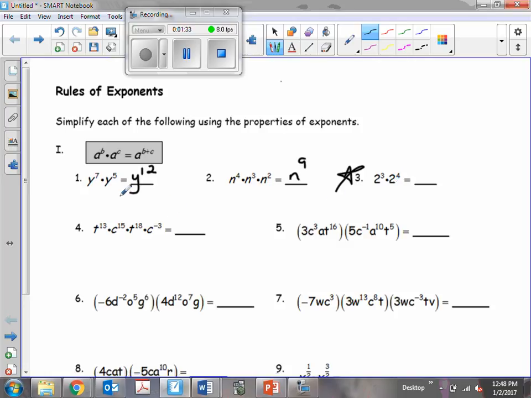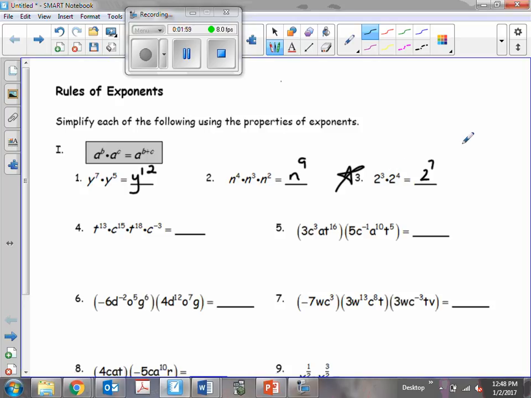Take a look at number 1 and number 2 again. See how my base on number 1 was y, and we left it a y? See how the base on number 2 was an n, and we left it an n? That means right here, because we have a base of 2, we need to leave that base as a 2. And all we're doing is adding the exponents. So we would add the 3 and the 4 to give me 2 to the 7th.